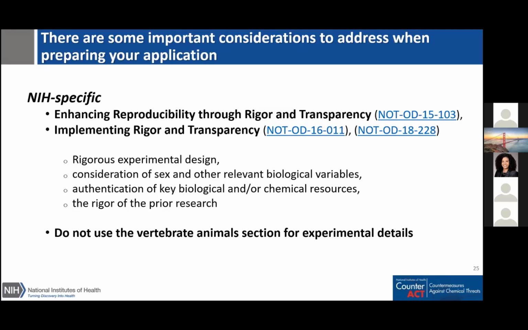Too expensive is not an acceptable reason. Address authentication of key agents used in your research, including the chemical threat agent. Saying you purchased something from Sigma or other supplier is not sufficient. You will need to run an analysis to verify the identity and purity of key compounds. The emphasis here is on key agent and does not include minor reagents and buffers.